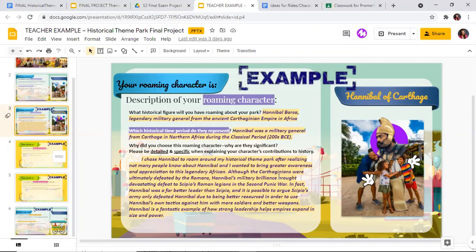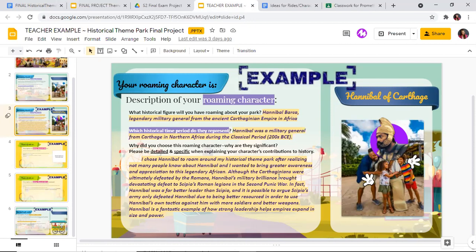Now, I've given a detailed example that ties right back to the key points from Unit 2 about why I chose Hannibal. Remember, the key takeaways from Unit 2 were the specific factors that help empires expand in size and power, and the specific factors that tend to weaken an empire to the point of collapse. Hannibal, as we learned in Unit 2, is an example of one of the factors that helps empires expand: strong leadership. I chose Hannibal to roam around my historical theme park after realizing not many people know about Hannibal, and I wanted to bring greater awareness and appreciation to this legendary African.